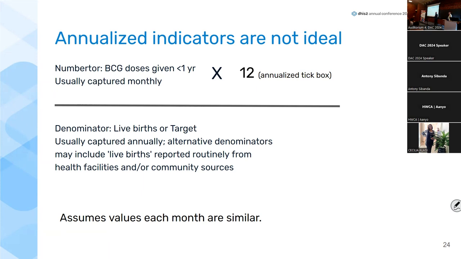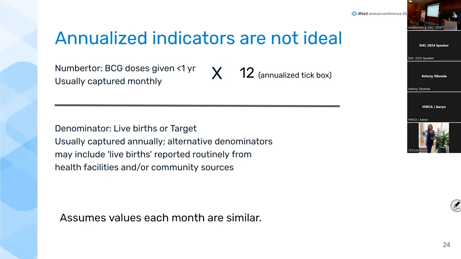So one of the things that we have is annualized indicators. In DHIS2, if you have it etched into your mind, like most of us probably do at this point, when you're building an indicator, you have the tick box that says annualized. And I think Lars, you made this annualized button a long time ago. Yeah, about a decade. It's not the best.